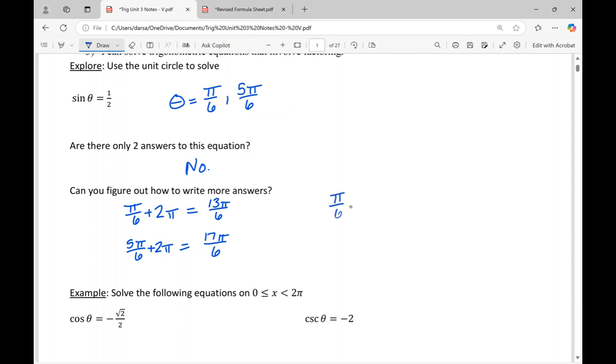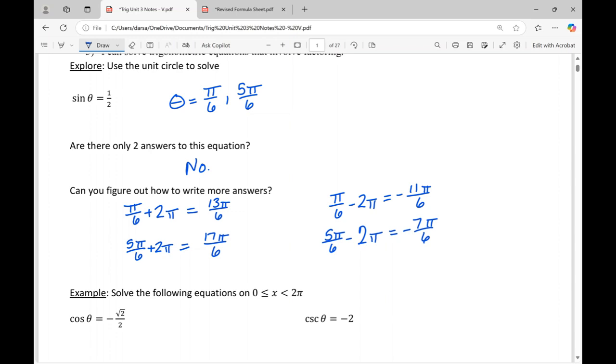We could also go the other direction and subtract 2 pi. So pi over 6 minus 2 pi, or negative 11 pi over 6, would also have sine of that angle being 1/2, or 5 pi over 6 minus 2 pi, which is negative 7 pi over 6, would also have a sine of 1/2. So, how many answers are there to this question? There are actually infinitely many answers to this question.